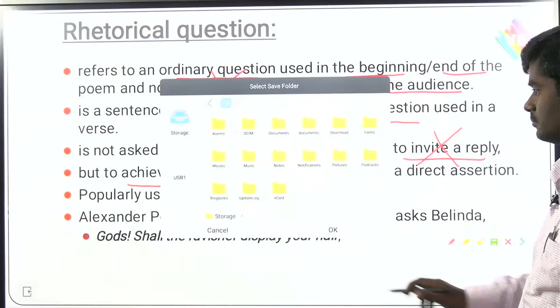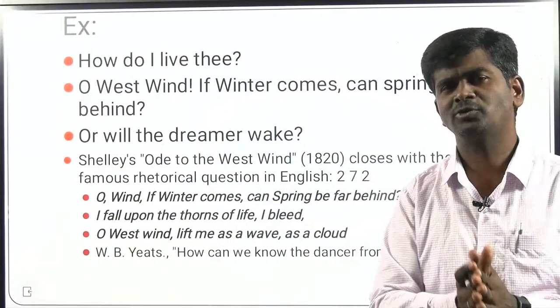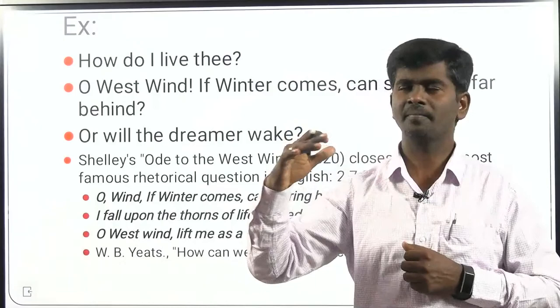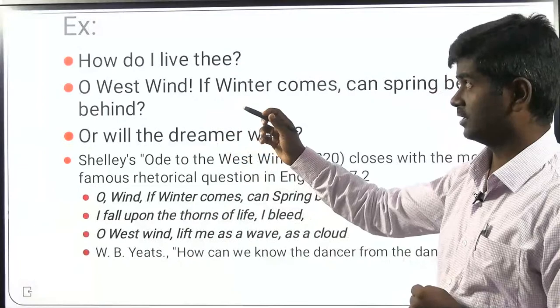Next, my friends, some of the examples I gave you: how do I love thee? Elizabeth Barrett Browning composed Sonnets from the Portuguese, love songs addressed to Robert Browning. She begins, how do I love thee? Let me count the ways. I love thee with my smile, and she goes on saying. So it is a rhetorical question. She does not expect a response from Robert Browning, but she wanted to attract his attention. And she uses, oh West Wind, if winter comes, can spring be far behind?